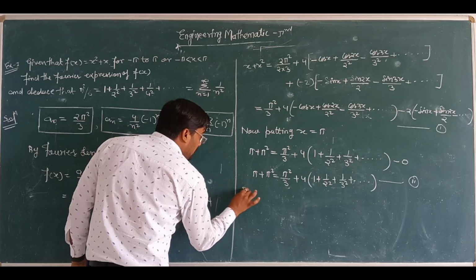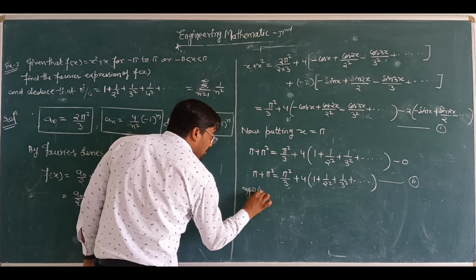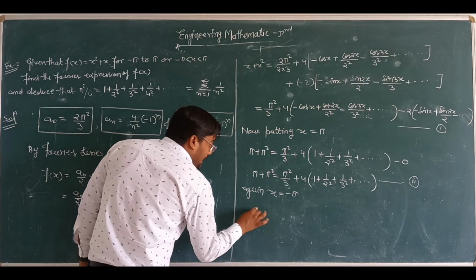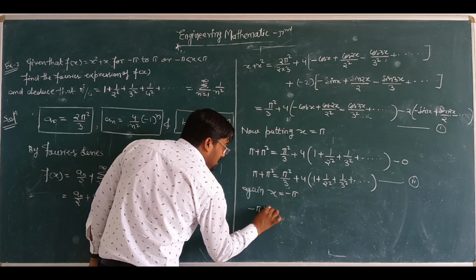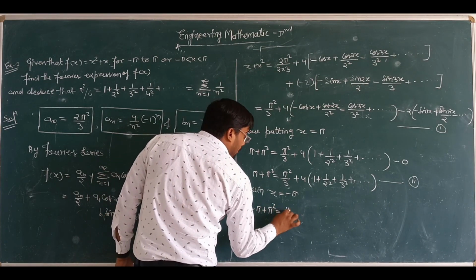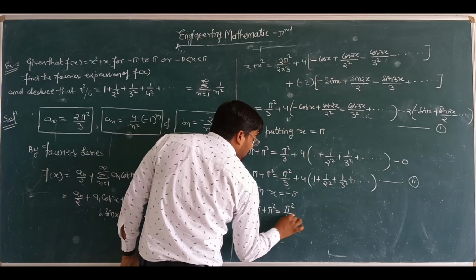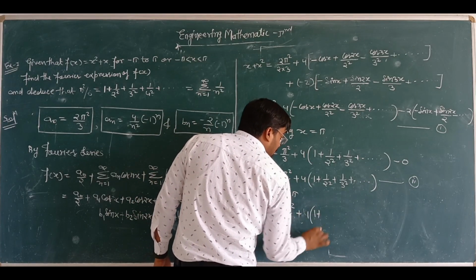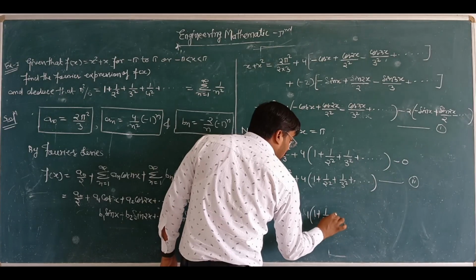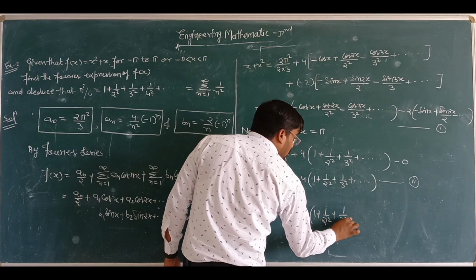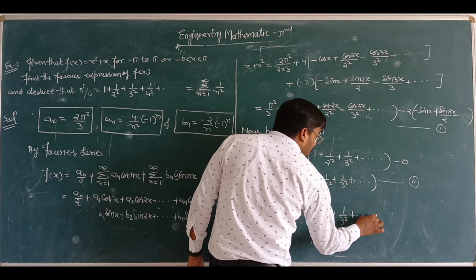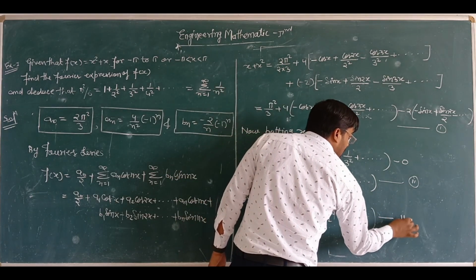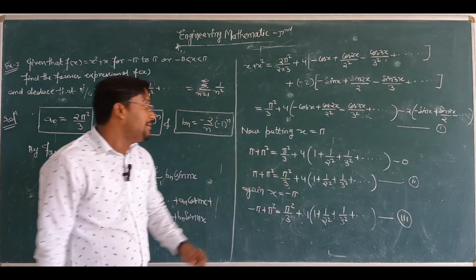Now again x is equal to minus pi. You can write minus pi plus pi square is equal to pi square by 3 plus 4 bracket 1 plus 1 by 2 to the power 2 plus 1 upon 3 to the power 2 plus dot dot dot. Now the value of sine function is 0. This is equation number 3.